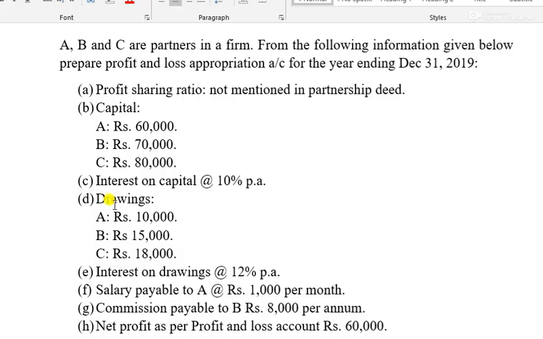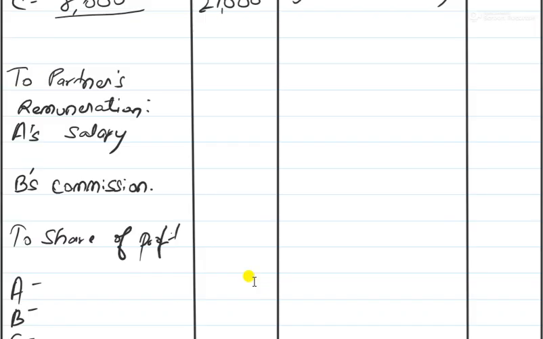Now second we have partners remuneration, which includes A's salary and B's commission. So there's no working in this. They have clearly told us that salary payable to A is rupees 1,000 per month. So A's salary 1,000 per month means 1,000 into 12 for 12 months, which means 12,000. So 12,000.